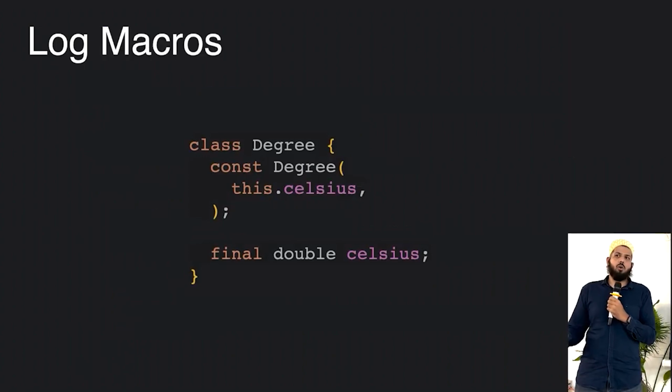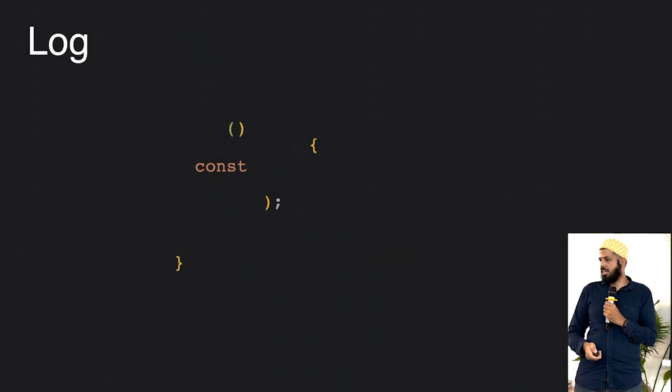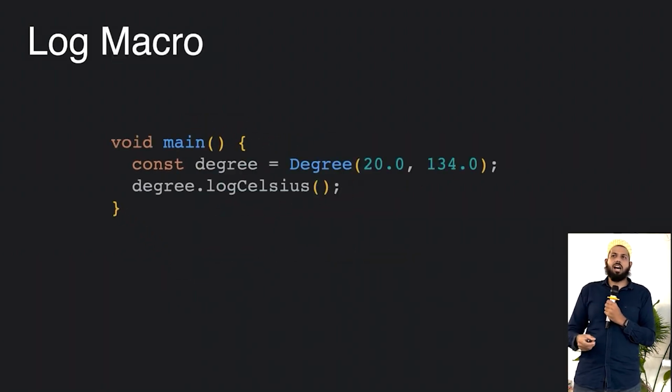So now how I will implement it कि degree class है, now I'll just add a log on top of it, and when I use it on the main, now I will have a function called log Celsius. If you see in my previous class degree, I haven't added any function called log Celsius. Since I use a macro and I wrote that code कि मुझे हर class के अंदर ये function चाहिए, it automatically added that function for me. So it's a log Celsius, and whenever I run this function, it will print the value of Celsius because वही हमने उसके कोड में लिखा है.